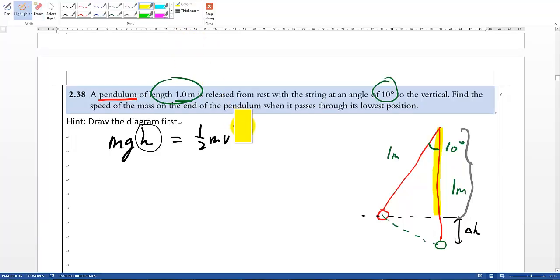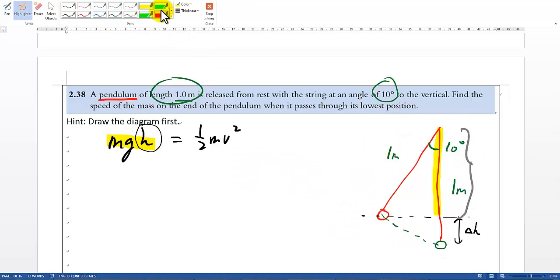Okay, so the idea of energy is very simple here. It's just converting from mgh to half mv squared to KE. But the most tricky thing is how do we evaluate h, the change of height in this case. So you have to draw a diagram. So this is the diagram that I drew.